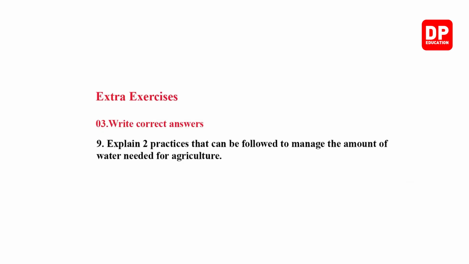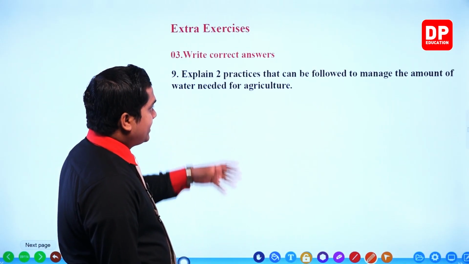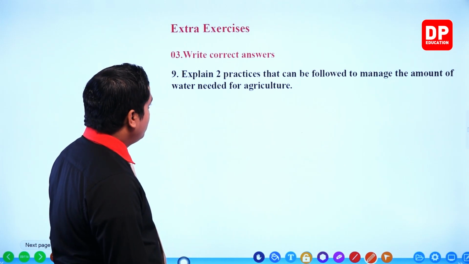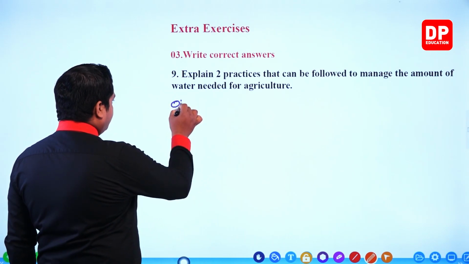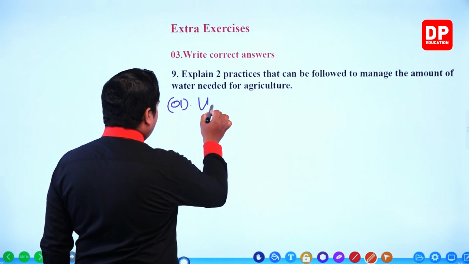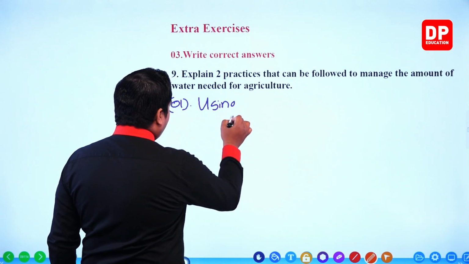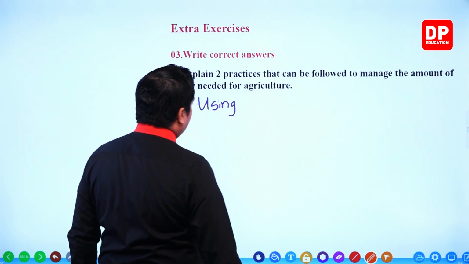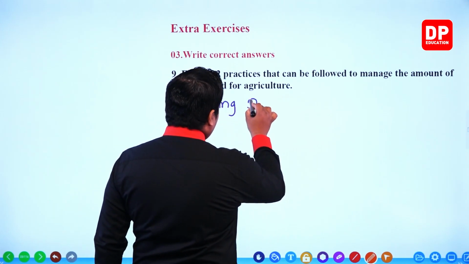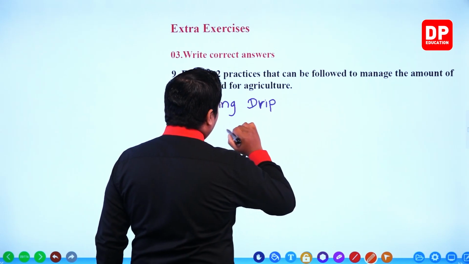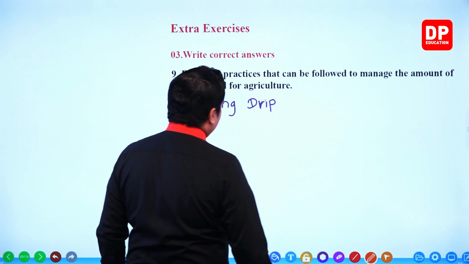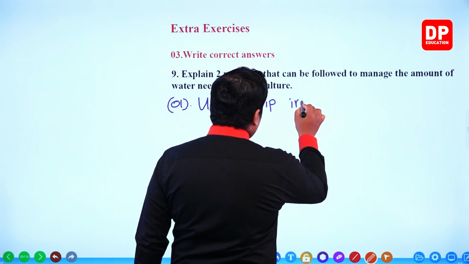Explain 2 practices that can be followed to manage the amount of water needed for agriculture. Right. Number 1, using drip irrigation.